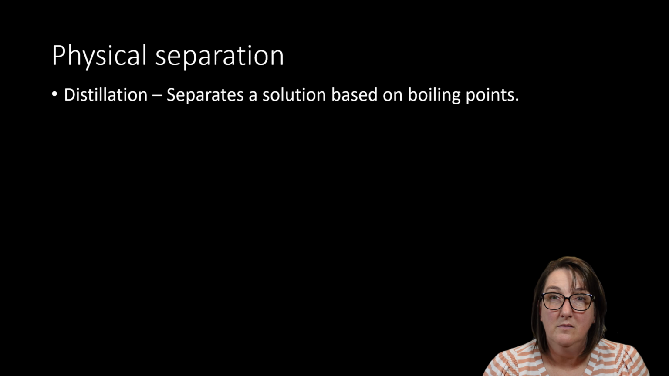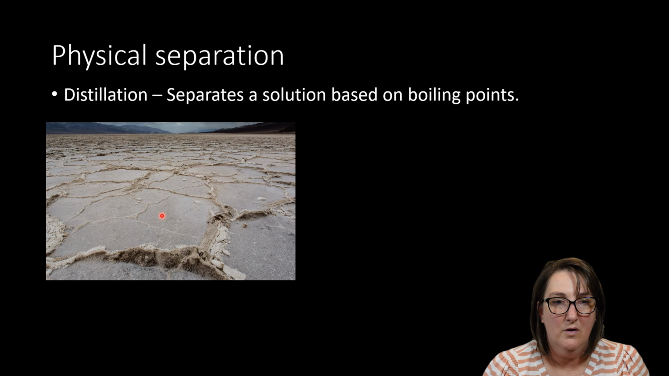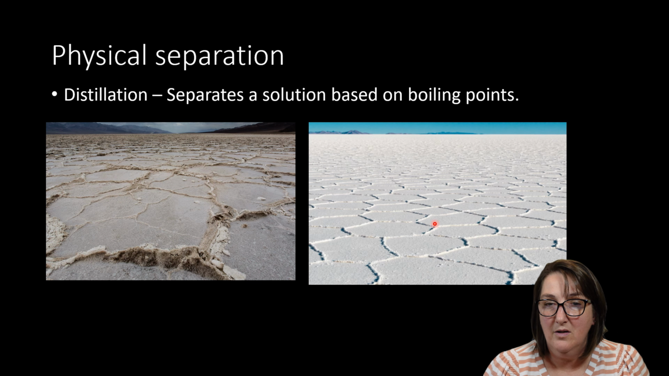You can also distill, which means you're going to separate it based on boiling points. You put it in something, then you boil it and separate stuff out. You can see this if you go to the salt flats in Utah, or the Dead Sea. You have a lot of water and it's full of salt. The salt water is going to sit and get hot, and the water is going to evaporate out and leave the salt behind. Then it's going to look like this. I'm going to have all this salt crystal left behind, so it separates out based on its boiling point. The water can get hot enough that it's able to evaporate out.